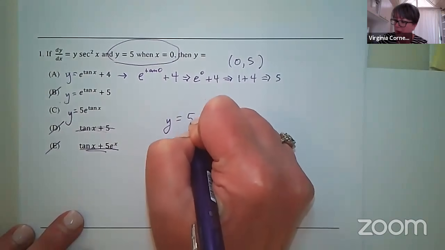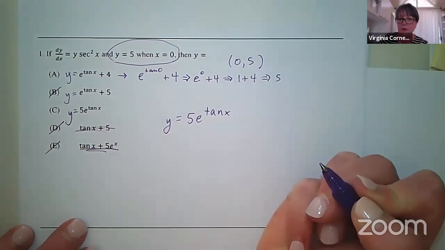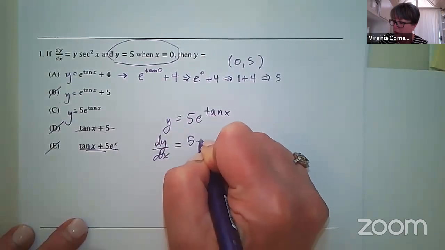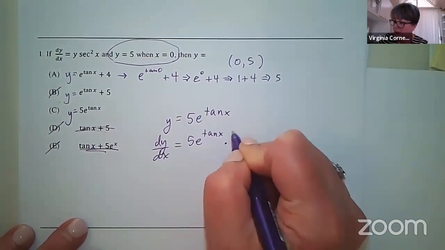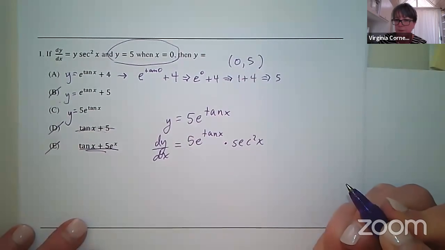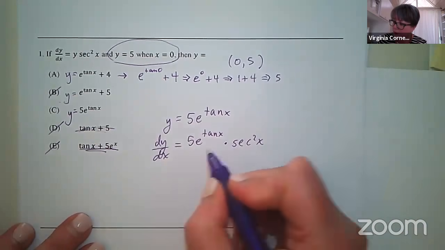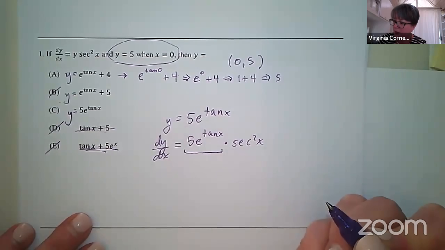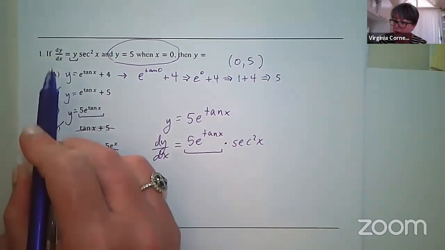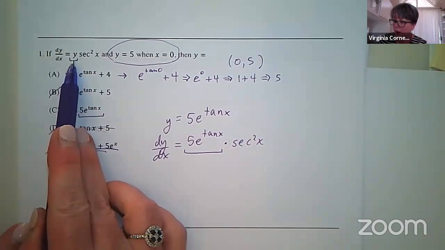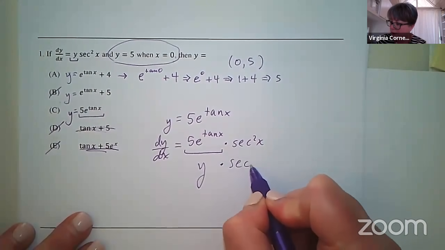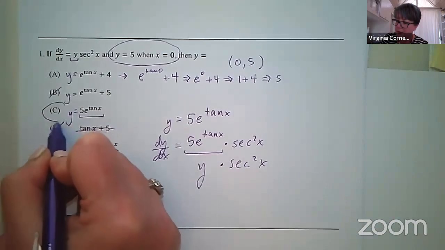So if I have y is equal to 5 e to the tangent x, this is my option in C, then y prime or dy dx is equal to 5, that's just a coefficient, e to the tangent x, but then times the derivative of that exponent, the derivative of tangent x, which is secant squared x. So right here, what I can see is that 5 e to the tangent x is actually y. So my dy dx is in fact y times secant squared x. So my answer there has to be C.